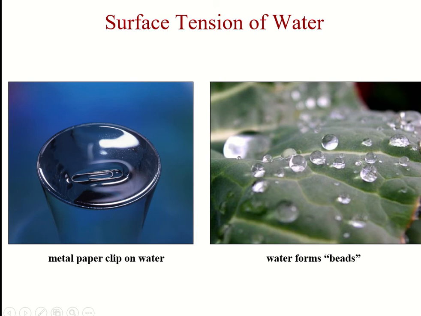A couple other examples of surface tension on water are on the left here, the metal paperclip balancing on water. If you had me for freshman bio, we did an intro chemistry of life unit where we balanced some paperclips. Some students were able to balance even 7 paperclips on that surface tension of water. Another example on the right here is this close-up picture of the water droplets that look like beads on this leaf.